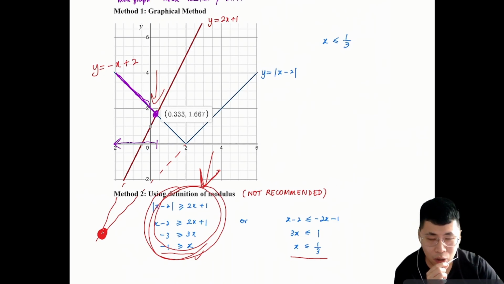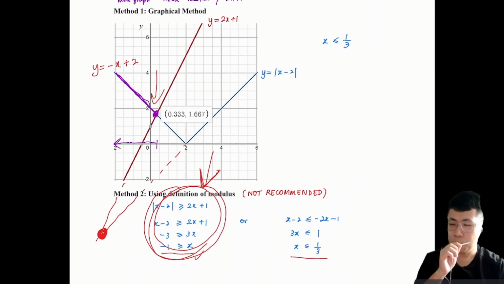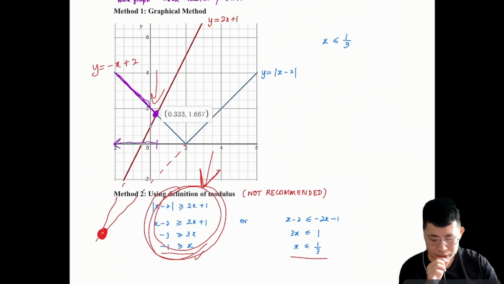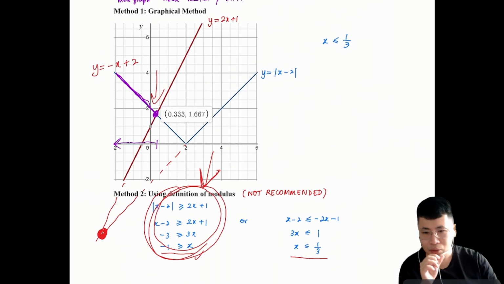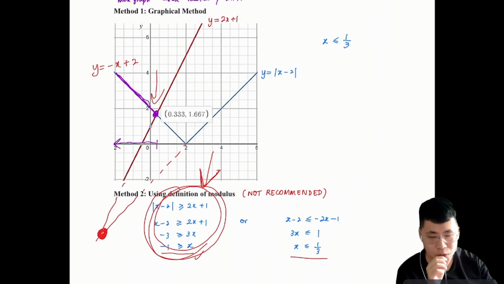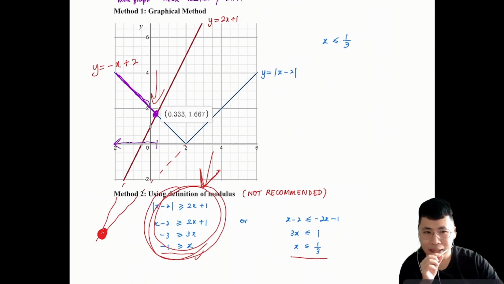So it's not always necessary that we will use the definition of modulus to open up the expression to a non-modulus form. We have to be very careful here. The non-modulus form, we only reserve it for numbers. When it comes to expressions, usually we'll rely on the graphical method, and the more reliable method is actually the next one.